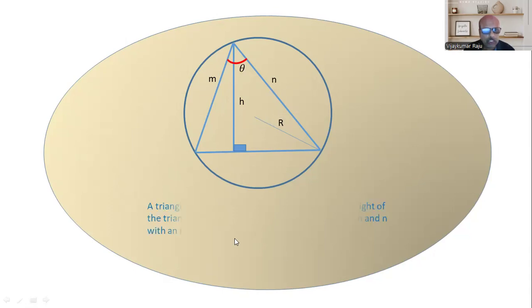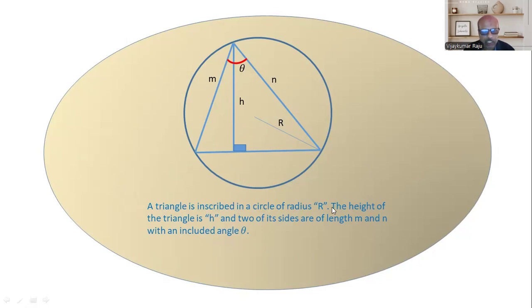So the question is like this, just see this. A triangle is inscribed in a circle of radius r. The height of the triangle is h and two of its sides are of length m and n with an included angle theta. You have to prove m into n is equal to 2rh. So let us name the figure and I write the question once more.